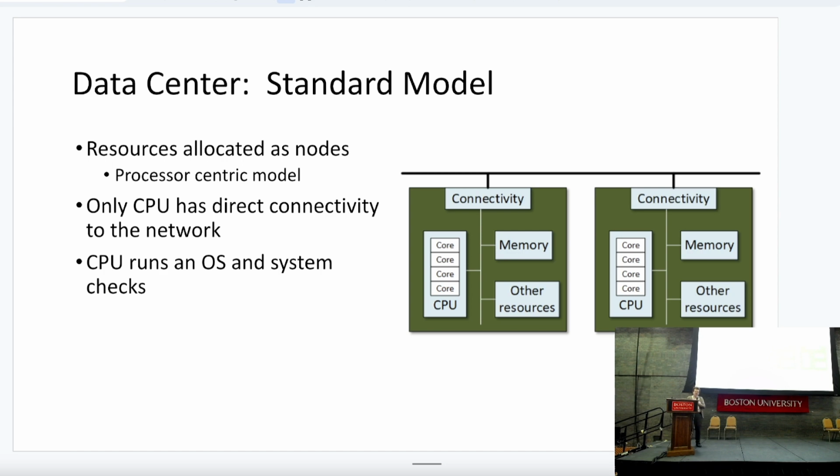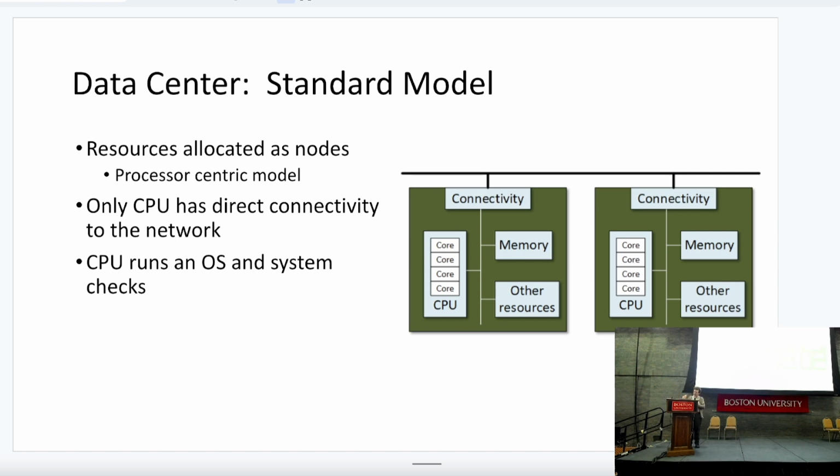So the general data center model is that you've got a bunch of nodes, and the nodes are connected to a network, and basically the processor is directly connected to the network, and you have accelerators hanging off of the processor, or your memory hanging off of the processor. And to me, that's sort of the old way of thinking about cloud computing data centers or whatever.